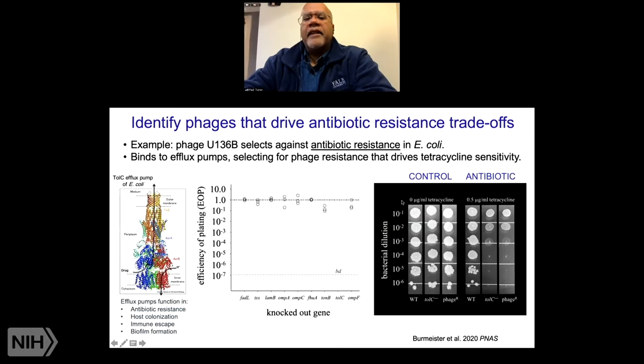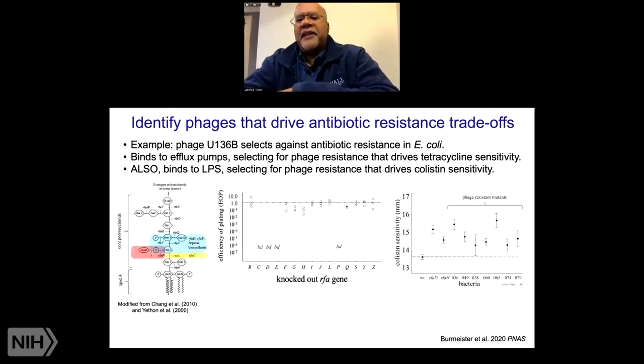But here on the right is the trade-off. So if you consider the growth of wild-type E. coli, an engineered TolC knockout strain, and a spontaneous phage-resistant mutant that is resistant to this phage that I just described, they all grow equally in the absence of tetracycline, but in the presence of tetracycline, the TolC knockout and the phage-resistant mutant cannot grow. And that's what we would expect because of the low function or the absence of the TolC efflux pump.